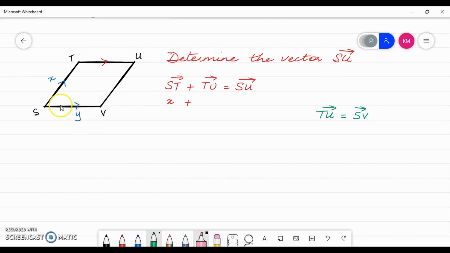And SV is that vector Y. So I can call this part here Y. Now I can put TU is equal to our vector Y. So X plus Y is going to give us our resultant vector X plus Y. So now I can draw that pathway because I have just determined that SU is that vector X plus Y. And there you have applied your parallelogram law for vector addition.